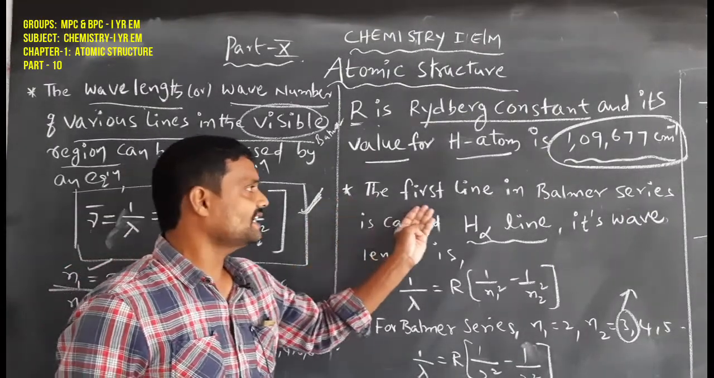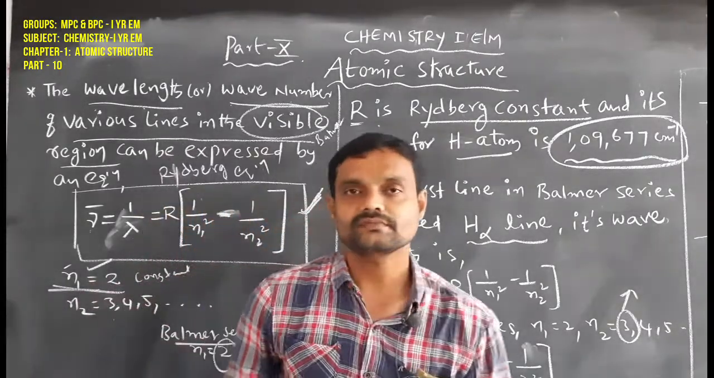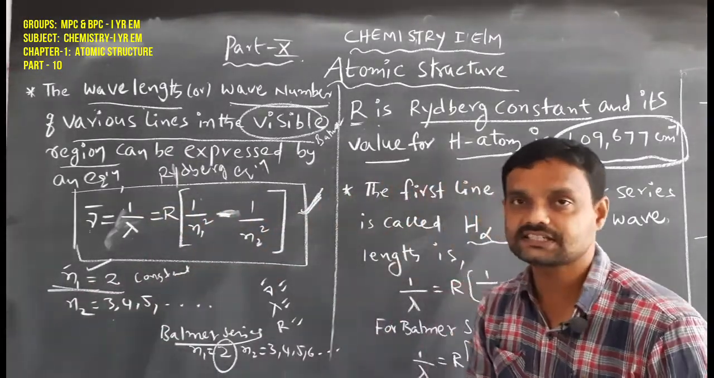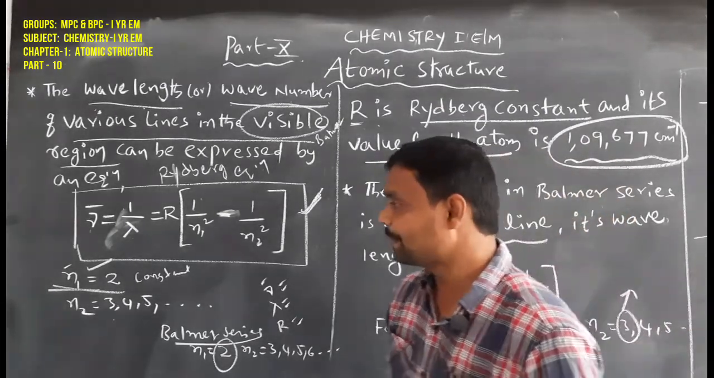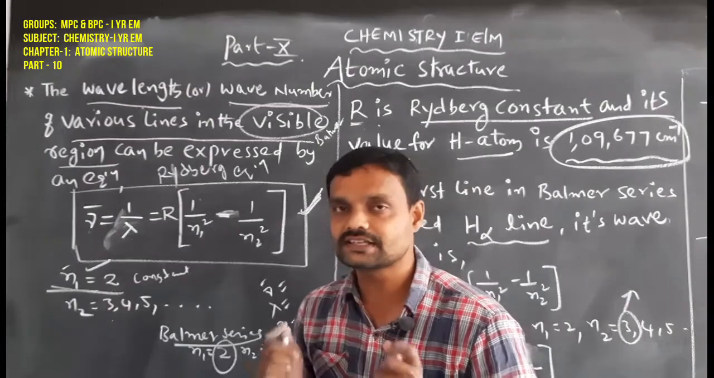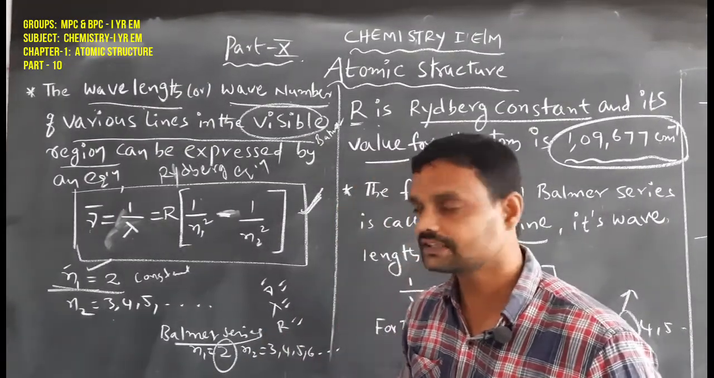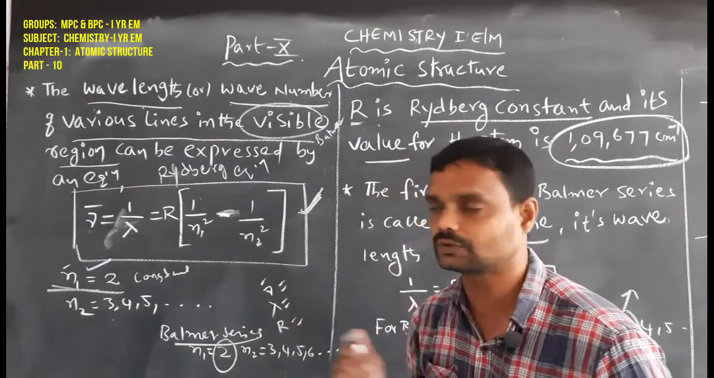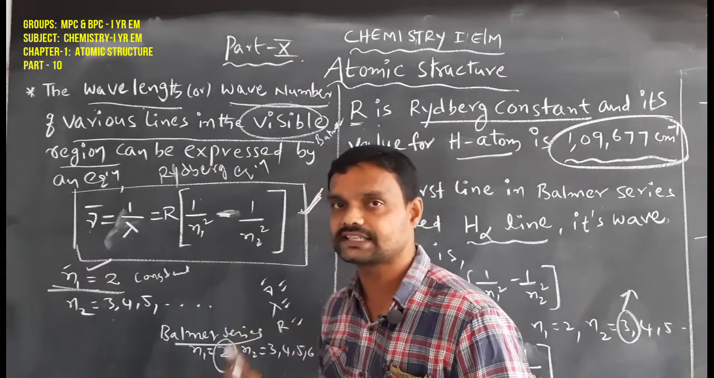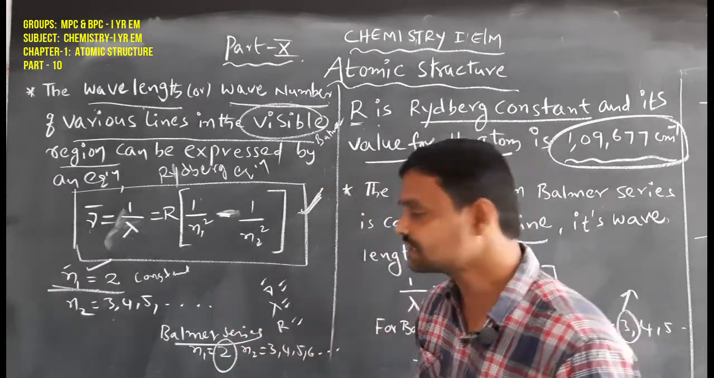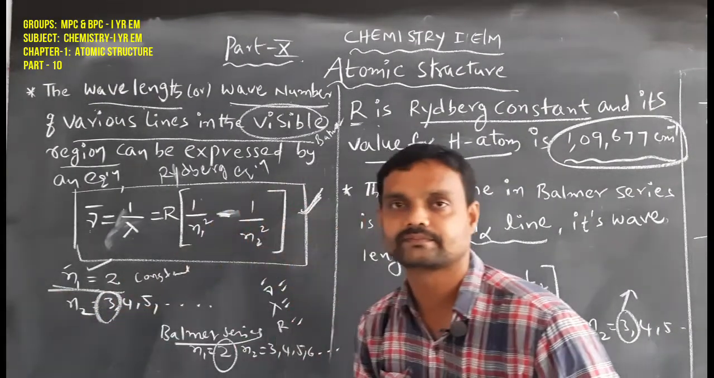Next, the first line in a Balmer series is called the H alpha line. What does the first line mean? For the Balmer series, we already know n1 is the constant. Its value is 2. And n2 will start from 3, 4, 5, 6, and so on up to infinity. First line means we should use n2 equals 3 only.